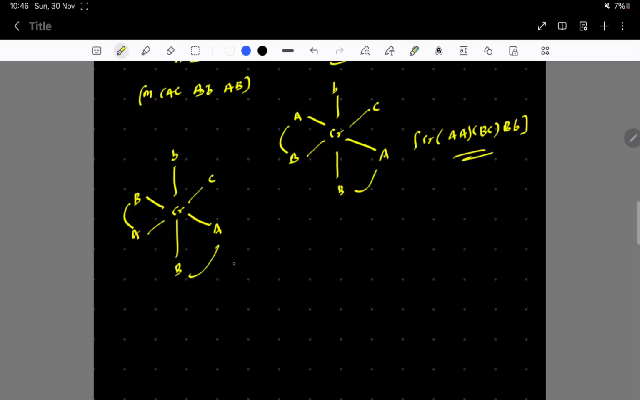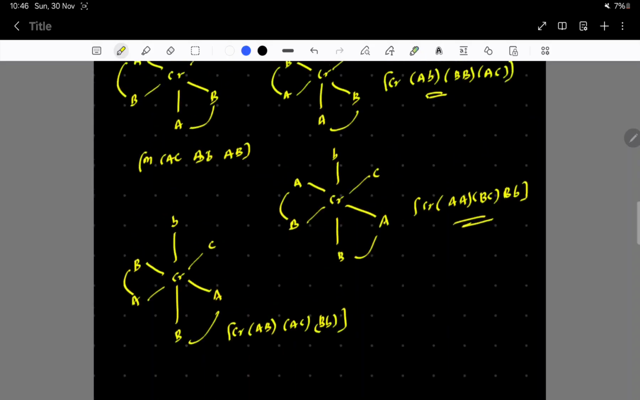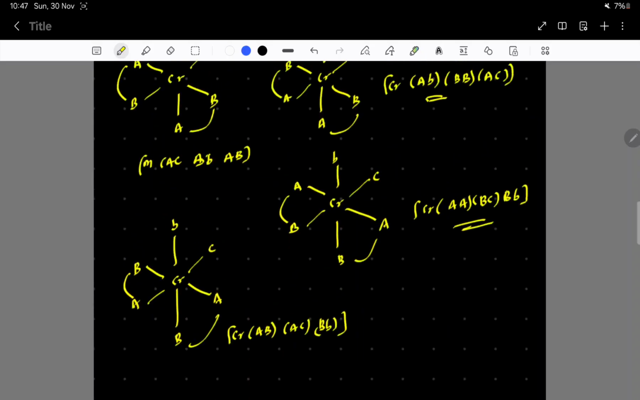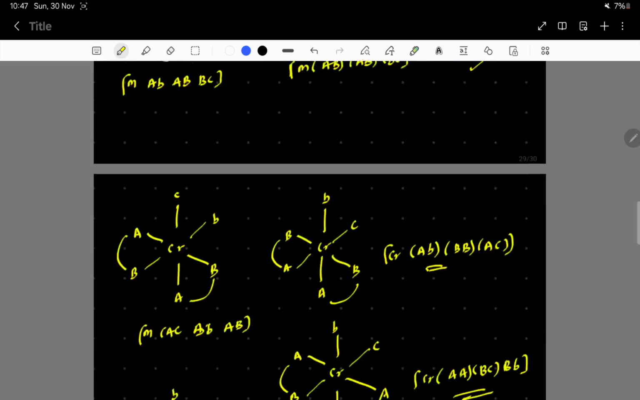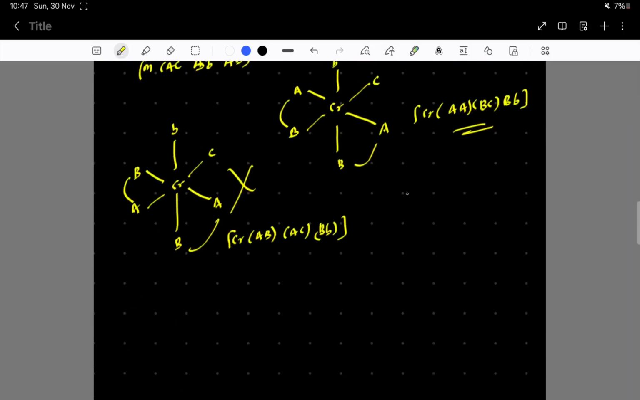So these combinations are AB, AC, BB. Once you check, student, anywhere this combination is repeated, AB, BB, AC. Okay, this combination is repeated. So that's it, students. The possible number is 1, 2, 3, 4, 5, 6, right? So the number of geometrical isomers is 6, student. Number of geometrical isomers is equal to 6.